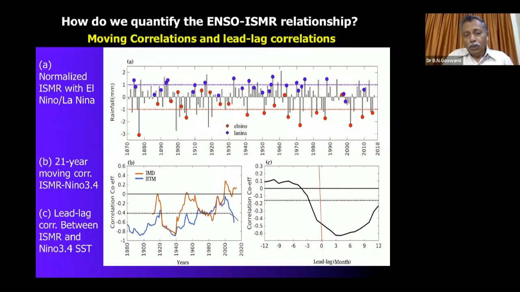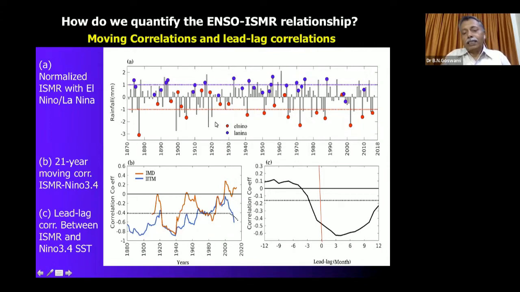So these are some important aspects of this variability, which will have implications in teleconnections. So let us focus on the ENSO-monsoon relationship. How can we quantify this ENSO-monsoon relationship? As I said, definitely from the eyeball picture, you can say that there's a negative relationship between the El Nino and monsoon rainfall.